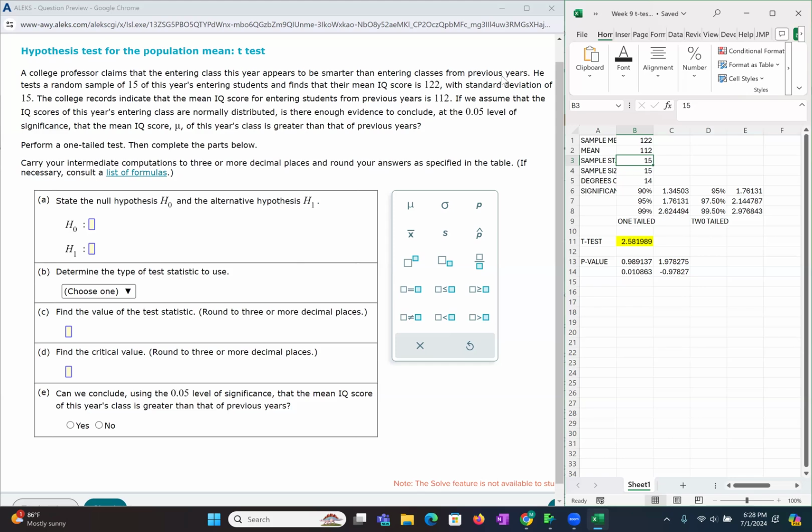So what are we gonna say? Mu is equal to 112, or mu is greater than 112. Yes.